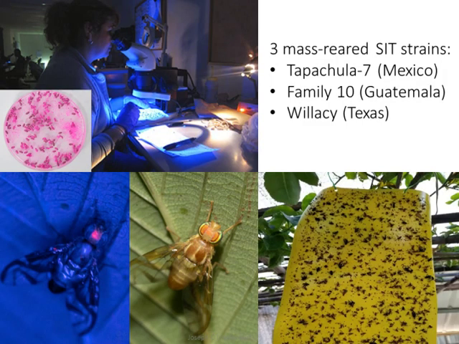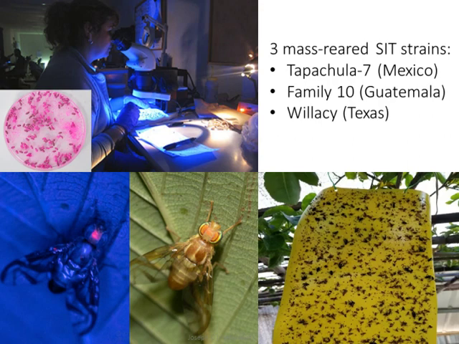The other characteristic of Mexfly is that we have a pretty effective sterile insect technique. So we can rear billions of these flies up, irradiate them, sterilize them, and wash them over areas where the incipient invasive populations are to basically squelch any reproductive capability of fertile wild flies. And there are 3 main strains that are used in Mexfly. Tapachula-7 and Family 10 in Mexico and Guatemala are black pupal strains, so we can only release male flies. And Willingham is a bisexual strain reared in Texas.